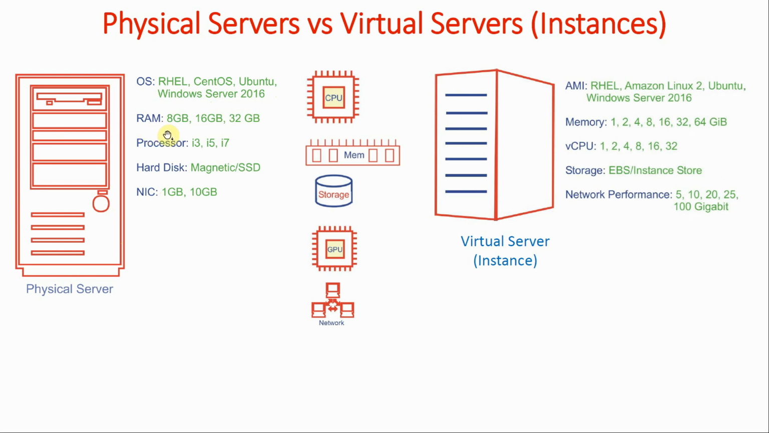Then we have to decide how much RAM we want: 8 GB, 16 GB, 32 GB or 64 GB. Then the processor: i3, i5, i7, or certain AMD processors or ARM type of processor. Then the hard disk, whether you want a magnetic hard disk or an SSD type of hard disk. Then what should be your LAN card or NIC card, that means what should be the capacity, 1 GB or 10 GB. So when we have to physically purchase the server, we have to decide about the CPU, memory, storage. Then we have to ask for what should be the networking type of thing.